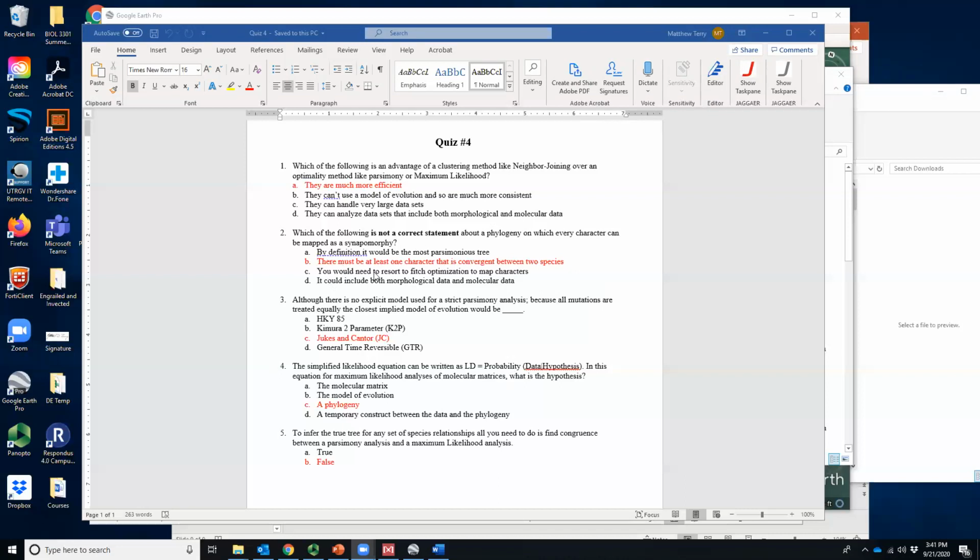That was why I was confused between that answer choice, because it said which is not a correct statement. Oh, you're right. I should give credit for C also. I should have changed that. You would need to resort to Fitch optimization to map characters. You're right, that's not a correct statement. I'll go back through and give credit to everyone who put C also, because that should have also been a correct answer.